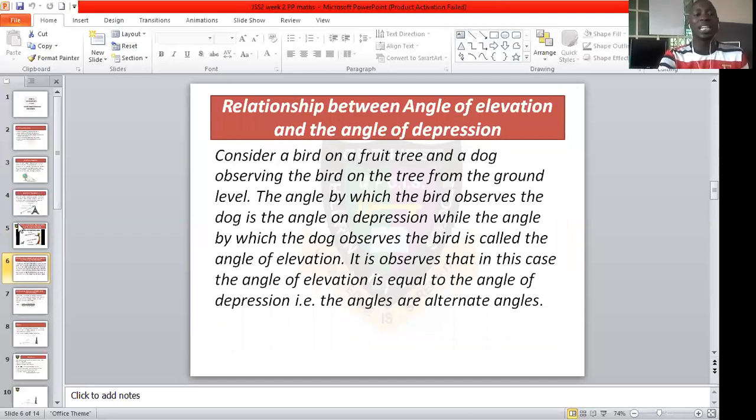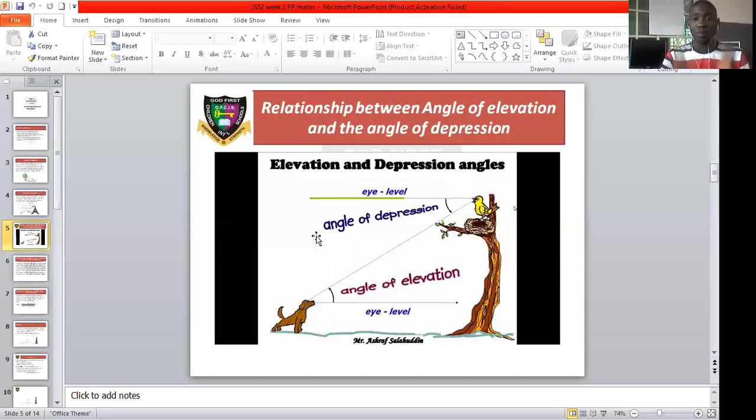That is, the angles are alternate angles. The relationship is that the angle by which the dog observes the bird on the tree and the angle by which the bird observes the dog are equal. We call them alternate angles in mathematics.